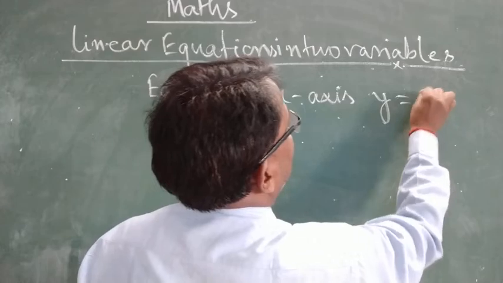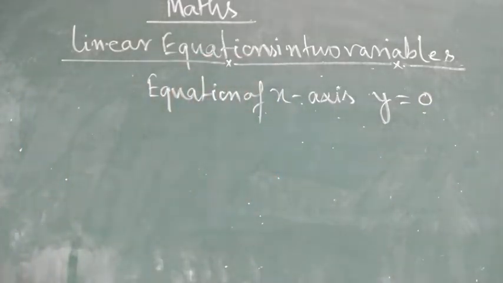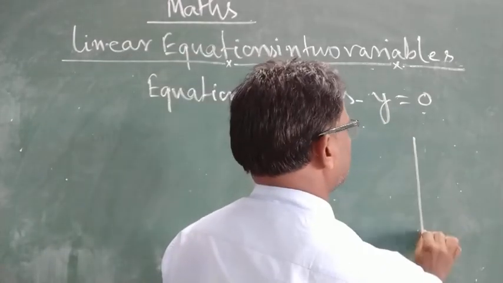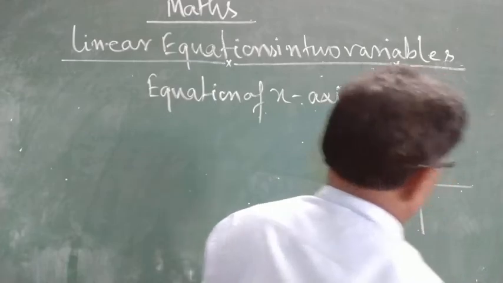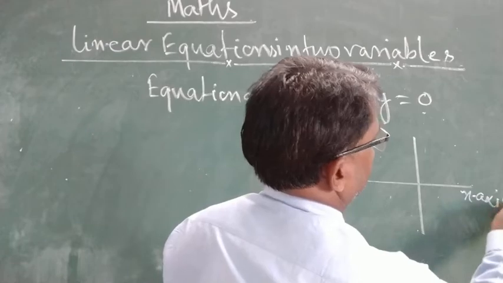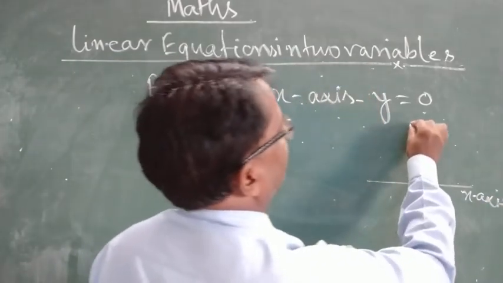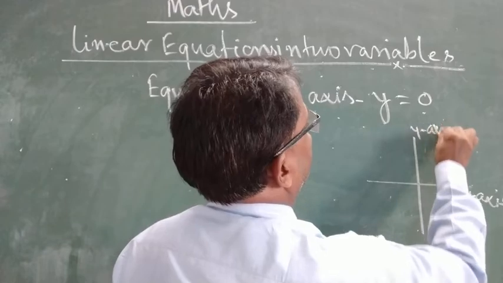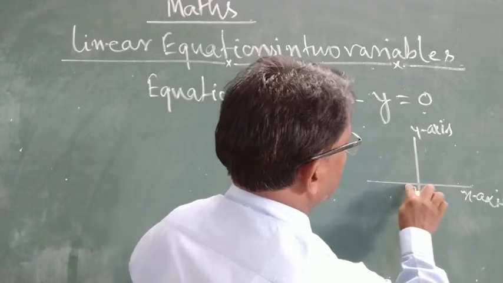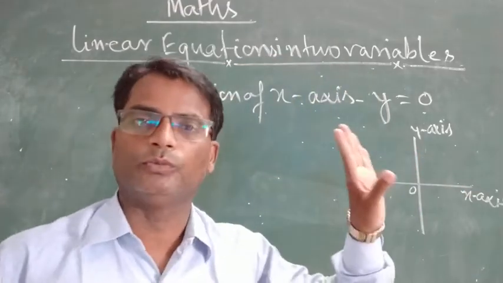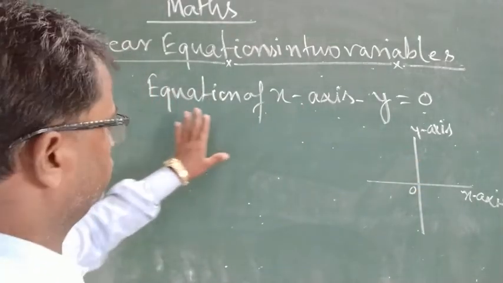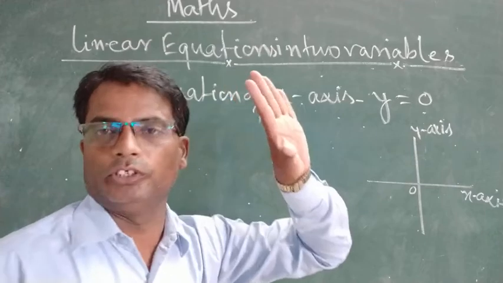Y is equal to 0. Equation of the x-axis, what is it? Y is equal to 0. All of you see here, this is the coordinate plane, this is the x-axis, and this is the y-axis. This is the origin. On the x-axis, the ordinate value becomes 0. The y value becomes 0. That's why we say the equation of the x-axis is y is equal to 0.